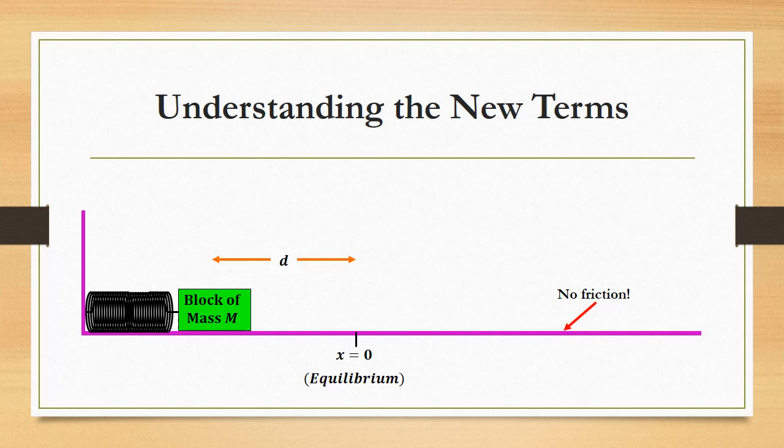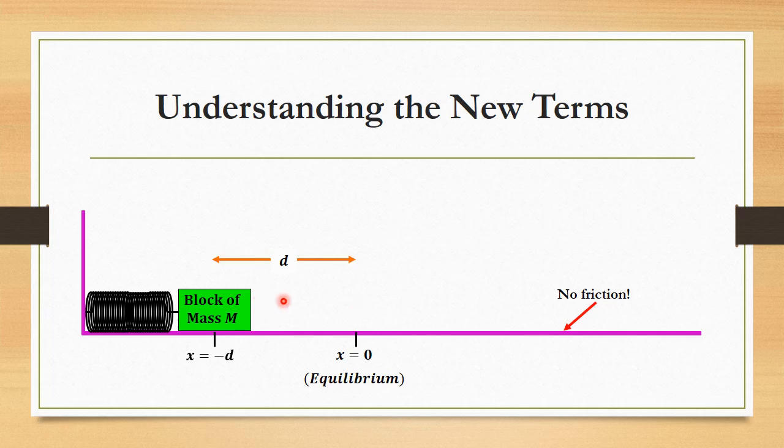Let's try to apply the terms that we were just introduced to. This position, assuming I don't compress it any further, this would be x equals negative d, right? That's the distance d that I compressed the spring. What would happen then if I let go of the spring? And remember, again, there's no friction. Well, I think it's pretty obvious. It's going to be pushed to the right. The spring is going to exert this restoring force, trying to get back to its equilibrium position.